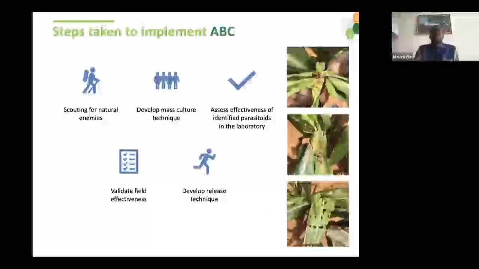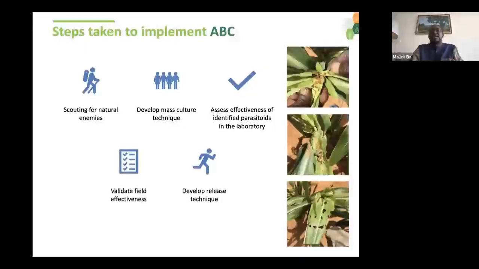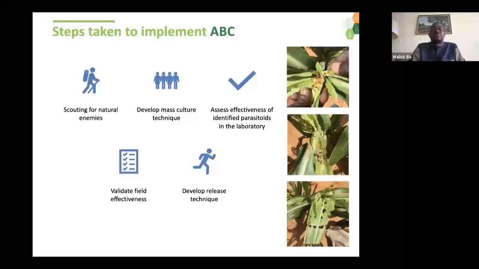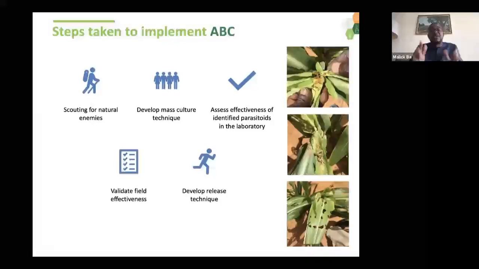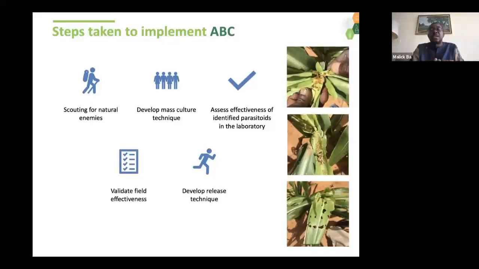So what are the steps to be taken when you want to implement biological control? First, you have to look at the existing natural enemies. When you identify the natural enemies, you need to develop mass culture of them, because if you don't have the insects in culture, you cannot do any work. Then you follow with effectiveness studies in the laboratory. From the insects that you identified as effective in the laboratory, you validate them in the field and develop the release techniques.